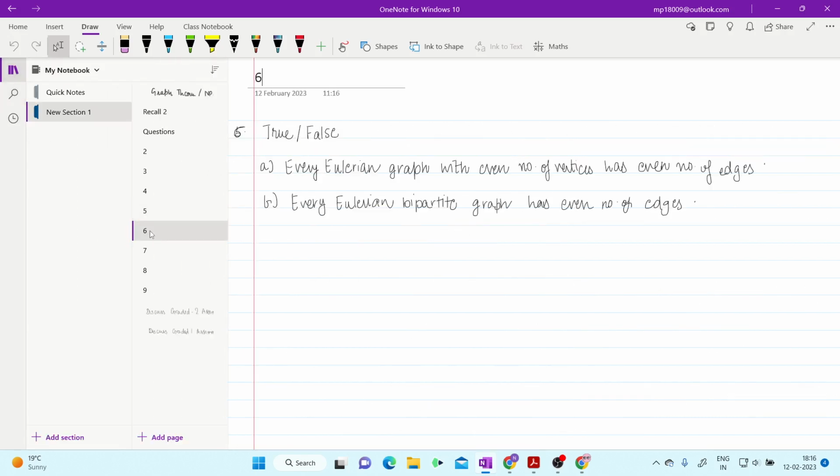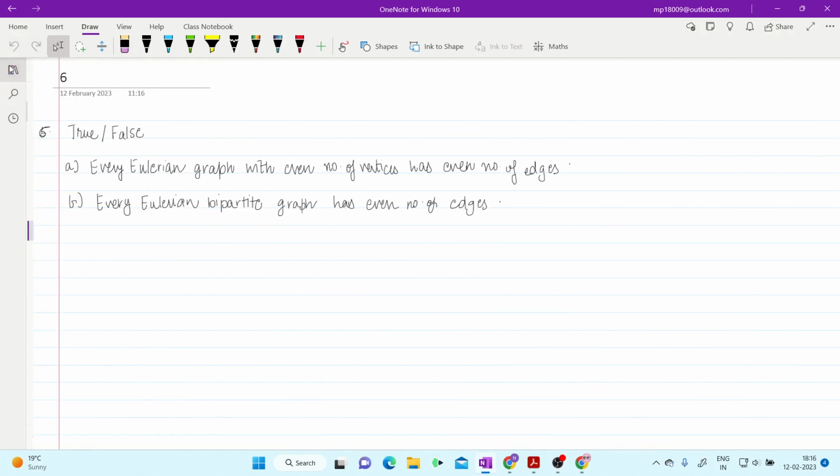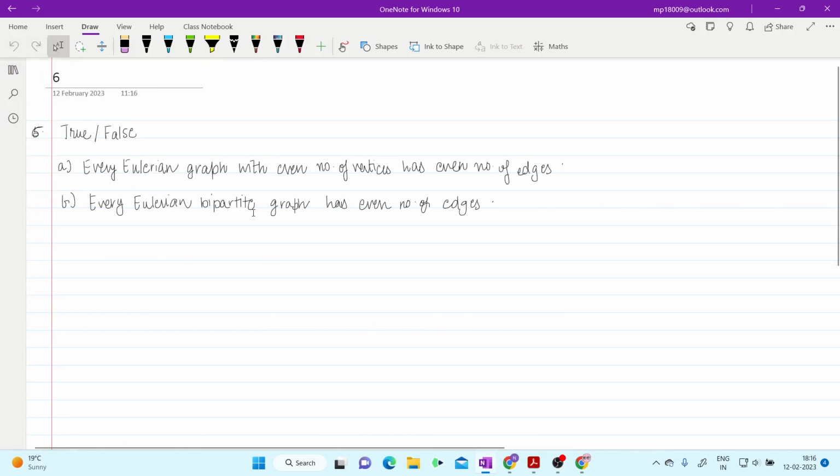Next question. These are true false questions. The first part is that every Eulerian graph with an even number of vertices has an even number of edges. What do you think? Is it true? We know that G is Eulerian if and only if all vertices are of even degree.